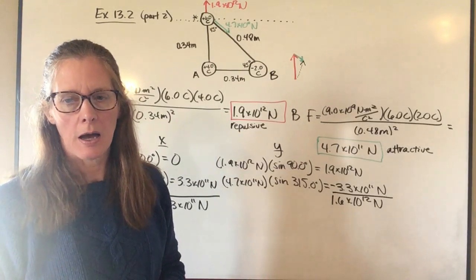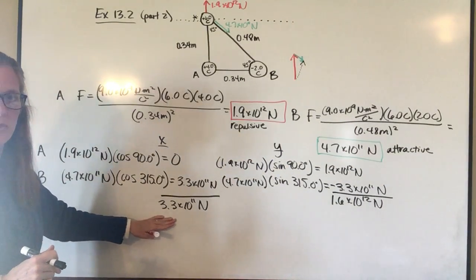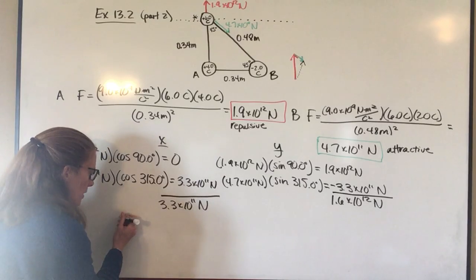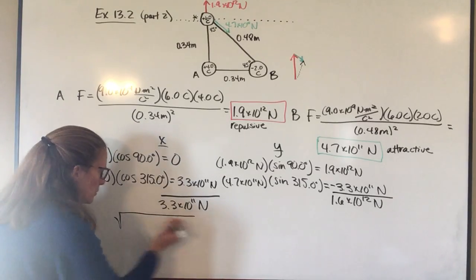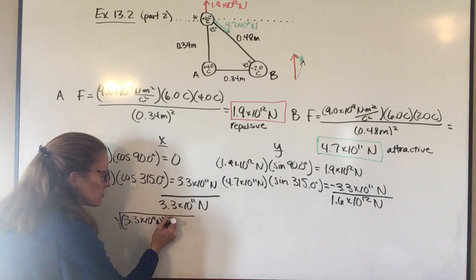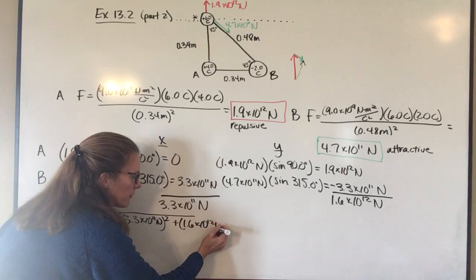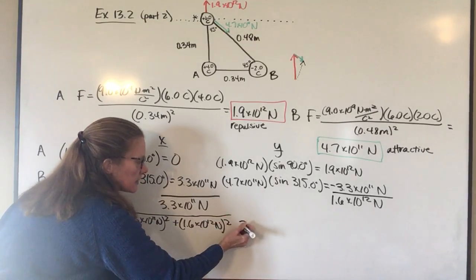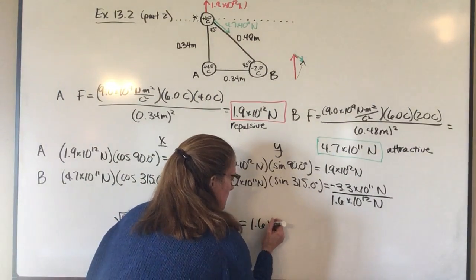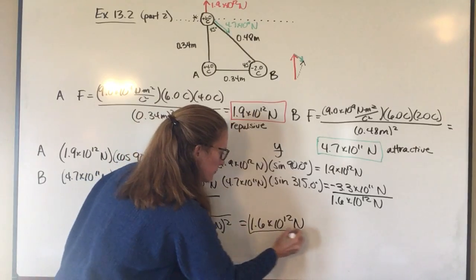Well, if you recall, the only way to get the magnitude of the vector is to use the Pythagorean theorem. So I then have to do side squared plus side squared. So I'm going to have to take the square root of 3.3 times 10 to the 11th newtons, the quantity squared, plus 1.6 times 10 to the 12th newtons, that quantity squared, and then take the square root of that whole thing, which will give me 1.6 times 10 to the 12th newtons. Okay, so this is my final value of force.